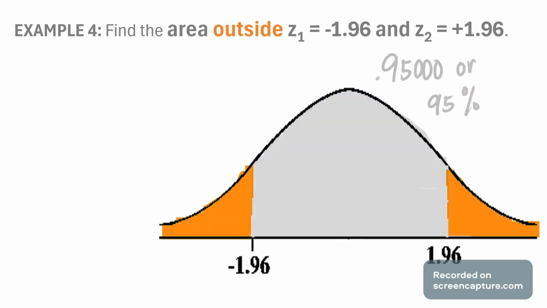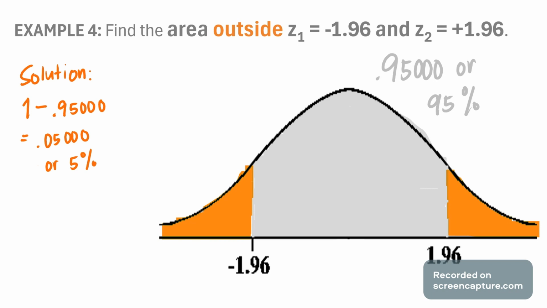Lastly, how about the area outside these two values, negative 1.96 and positive 1.96? Since our answer a while ago was 0.95 or 95%, we can just subtract this from 1. So, 1 minus 0.9500 equals 0.05 or 5%. The total area of these outside regions is 5%.